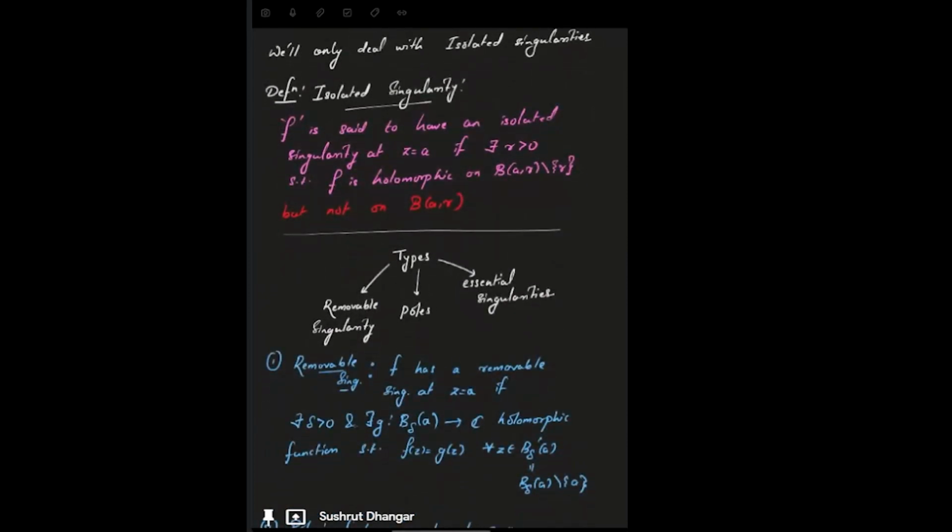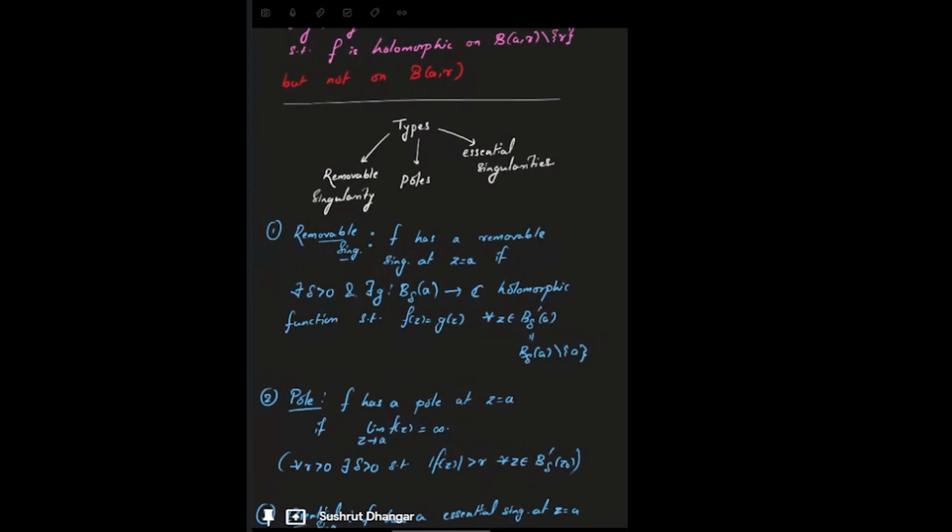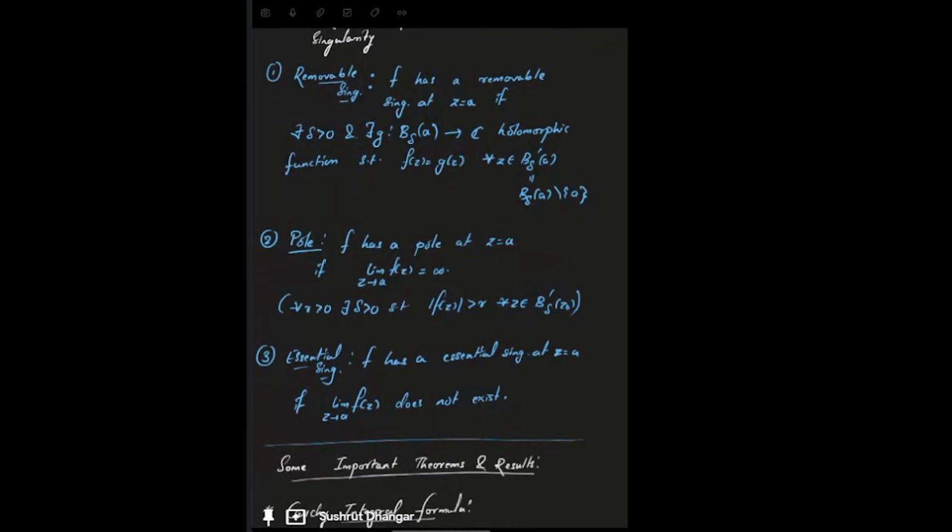So what are isolated singularities? f is said to have an isolated singularity at a point z equals a if there exists r greater than 0 such that f is holomorphic in the punctured disk centered at a of radius r, but not on the entire disk. So we can imagine the function is defined in the punctured disk, but not at the point z equals a, and the function is holomorphic on that punctured disk. So z equals a is hence called an isolated singularity. There are three types of isolated singularities. The first is a removable singularity, the other is poles, and the third is essential singularities. Let's quickly go through the definitions of all three types.